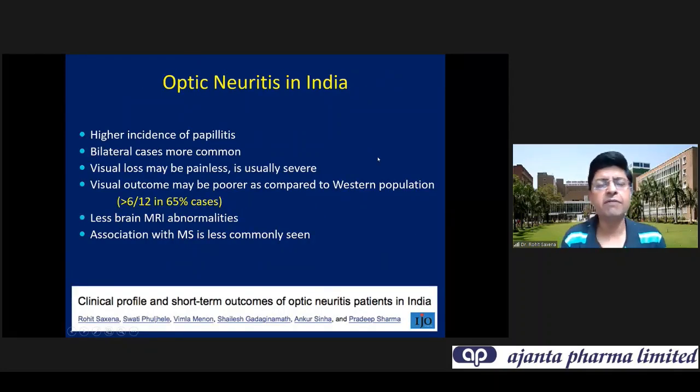Now, I just put an idea of how we evolved our learning in India. In India, we did a study, and everybody who was treating these patients realized that there was a lot more papillitis as compared to retrobulbar neuritis. We had a fair amount, more than the ONTT described, of bilateral cases. Vision loss may be painless and very, very severe to start off with. The outcomes were not as good as being reported in the Western population, and we did not see so many brain MRI lesions. And somehow the progression to MS was less common than was reported from the West.